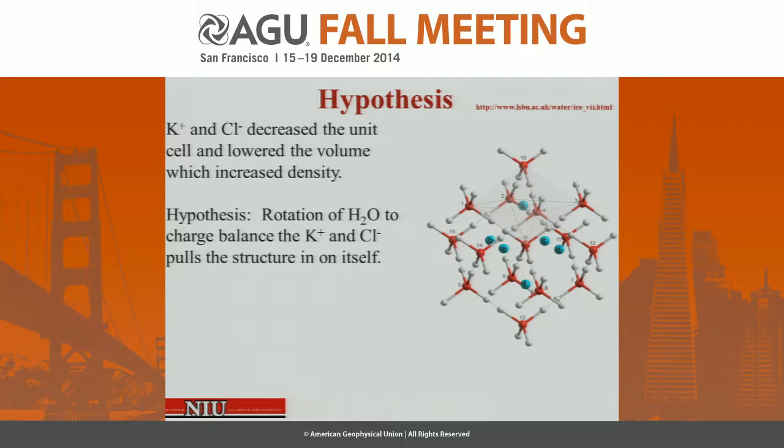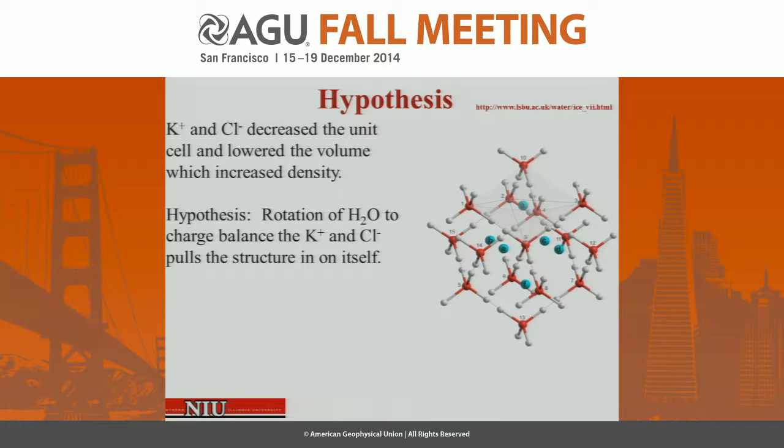So our working hypothesis for the last 8 years or so on how this occurs is that the ice 7 phase is the BCC, or body-centered cubic phase. The results from Raman and some other ideas suggest that we can take the potassium and the chloride, which exist in the fluid when we pressurize it to ice 7 pressures, and that we're probably trapping those in the face-centered cubic sites. When that happens, the H2O molecules will rotate to accommodate those, and that will end up pulling the structure in on itself. So we actually reduce the volume in that method.